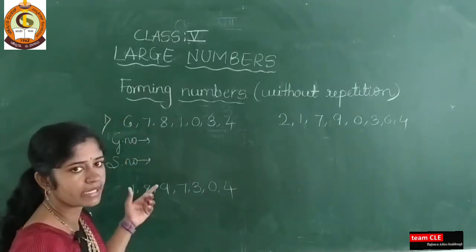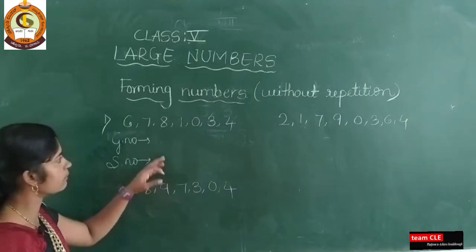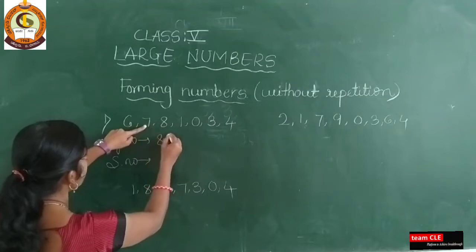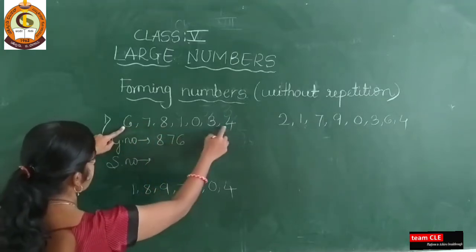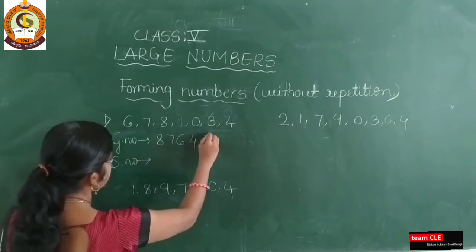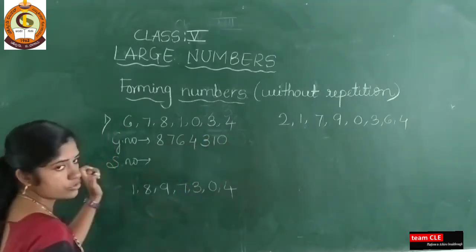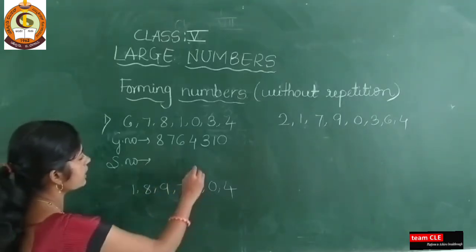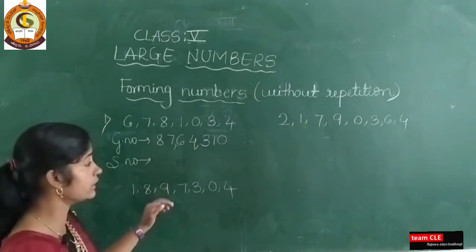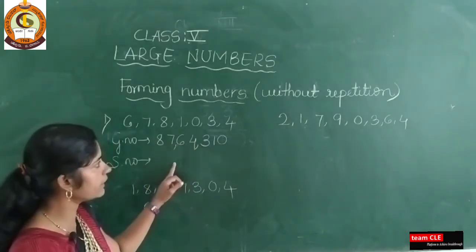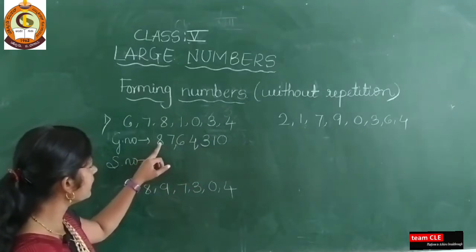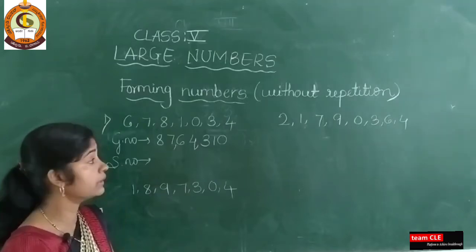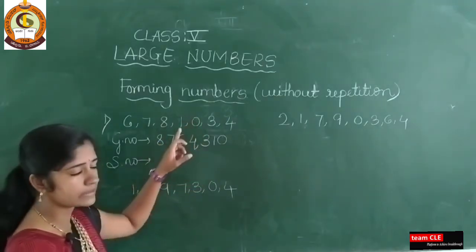Tell me how to form the greatest number by starting with the greater number. Which one is the greater number here? 8. Okay. Next what is there? 7. Next 6. Next what is there here? 4, 3, 1, 0. So this is the greatest number. This way you have to form the greatest number. See here, without repetition, not even a single digit is repeated. So 87,64,310 is the largest number I formed by using these digits.